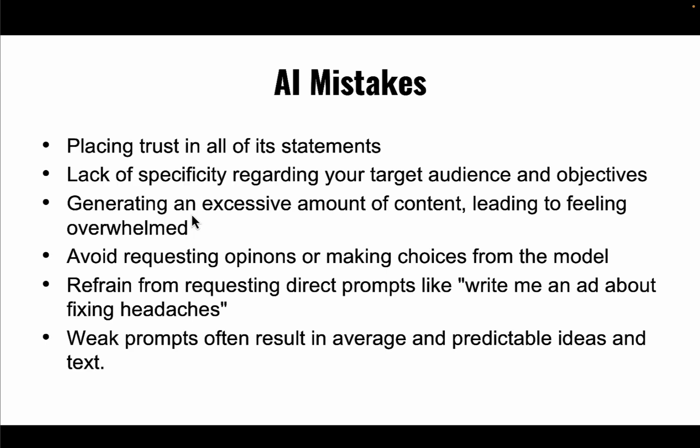So before we get into it, the biggest mistakes that I see people making with AI are, number one, placing trust in all of its statements. You have to trust but verify. I think a very famous person said that. I'm not sure who it was. I think it was Ronald Reagan. But placing trust in all of its statements, that's a mistake. Another mistake is lacking specificity about your objective and your target audience when using this. It's not going to give you good output.